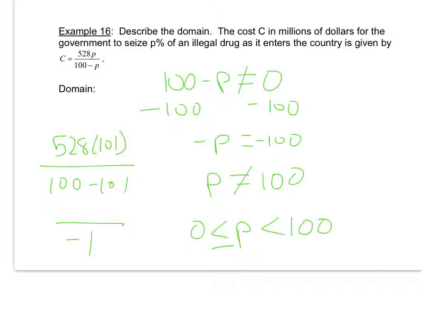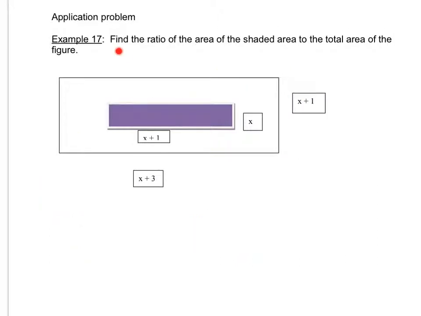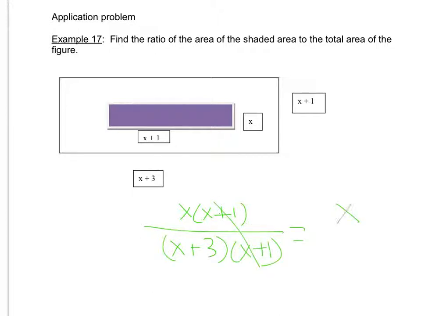Okay, we got to think when it comes to domain of word problems. Let's take a look at some more. It says find the ratio of the area of the shaded area to the total area of the figure. Okay, so area of the shaded, x times x plus 1. Area of the total, x plus 3 times x plus 1. Divide. So it's x to x plus 3.